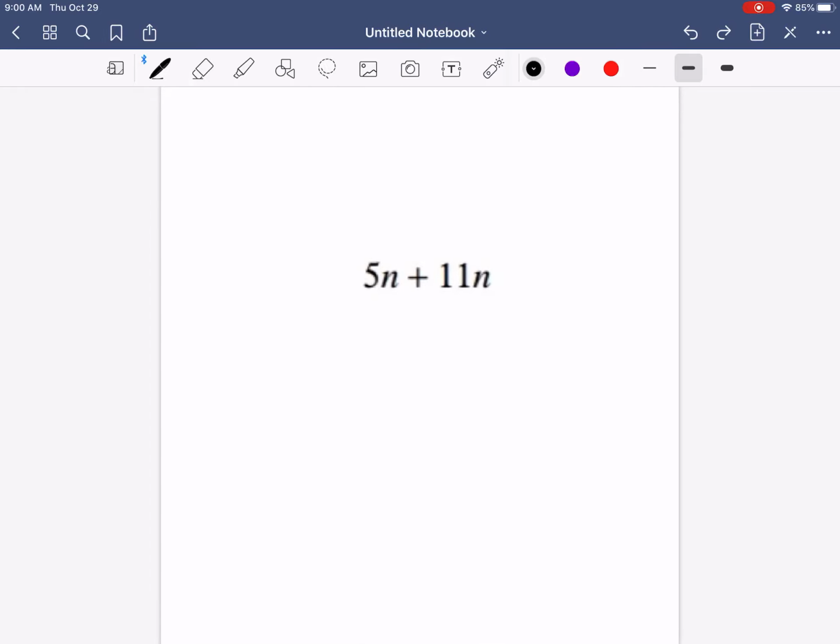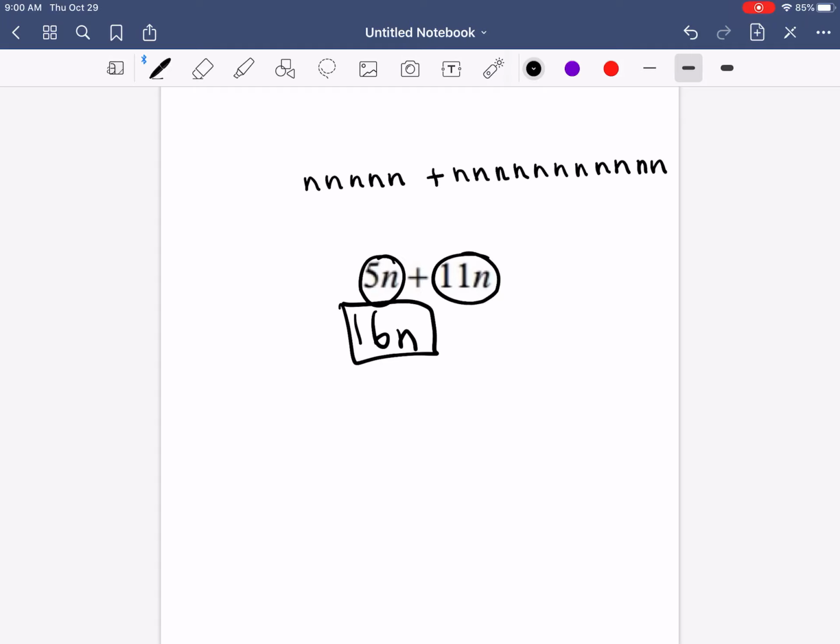Now we have combining like terms, 5n plus 11n. So it's like we have 1, 2, 3, 4, 5 n's, and we're adding another 11 n's. So how many do we have in total? 11, 12, 13, 14, 15, 16. So we have 16 n's in total. We're combining like terms. If they didn't have the same variable, or one of them didn't have a variable, we couldn't combine them because they wouldn't be like terms.